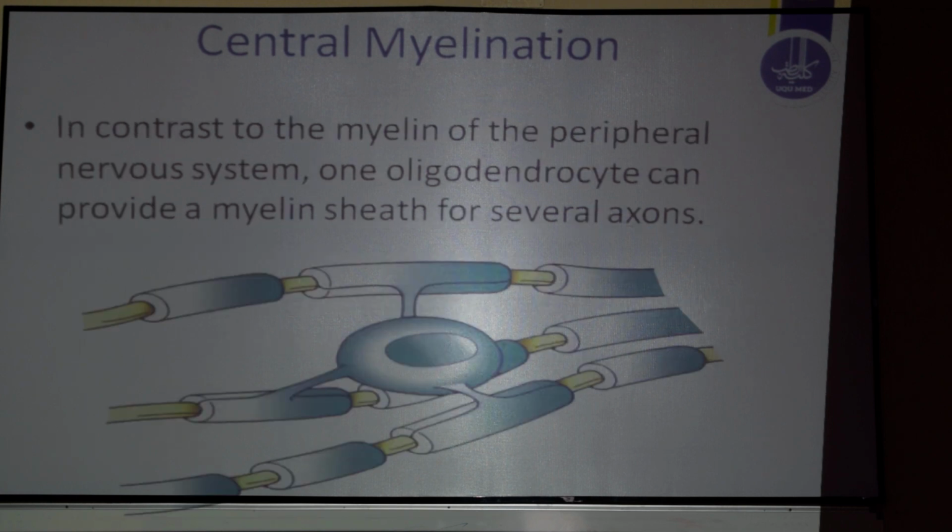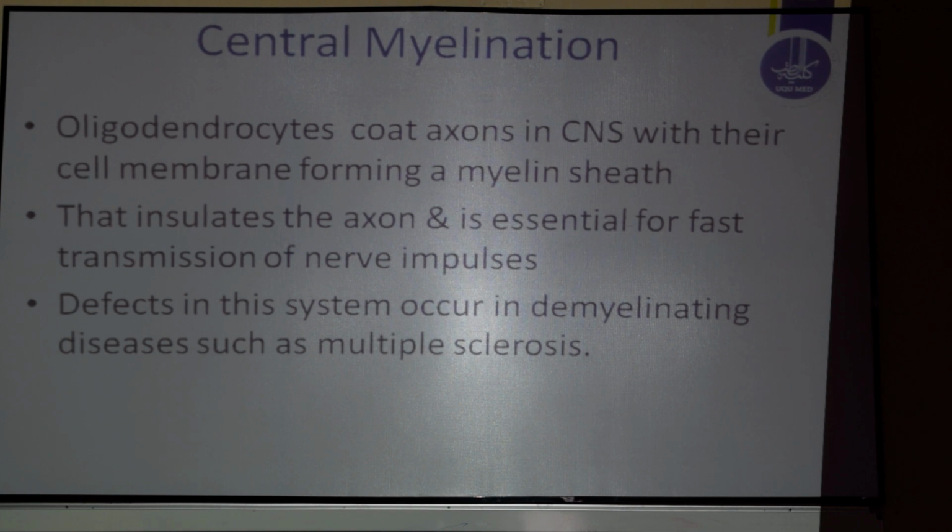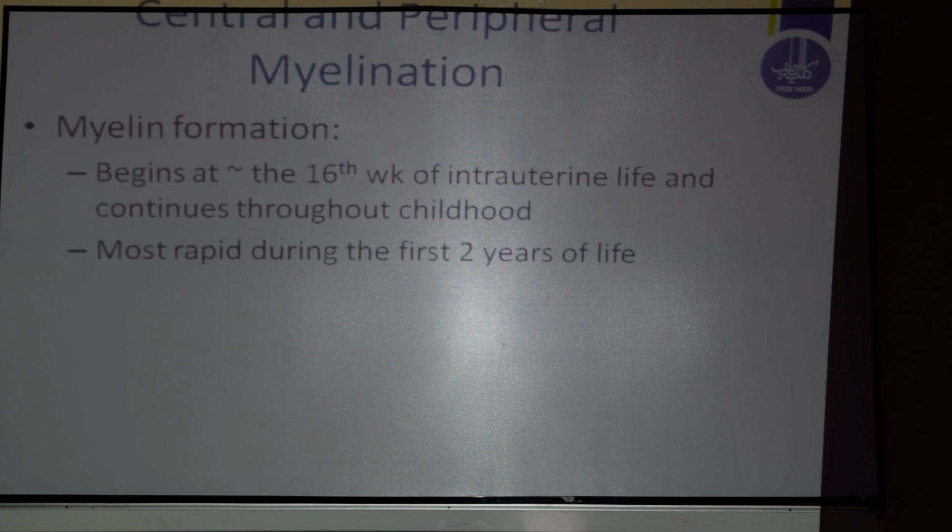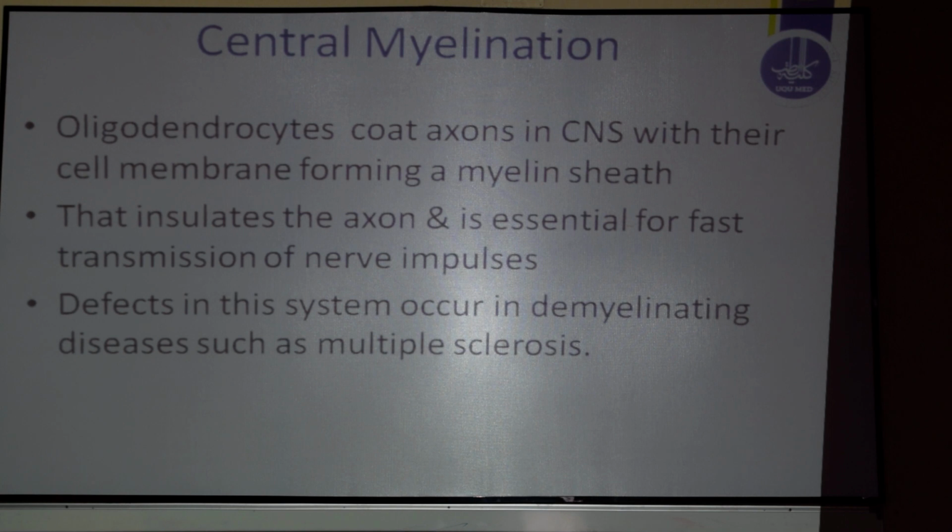Oh, no. Did we miss something? Yes. Oh, I go back. Okay, now it's okay. Central myelination, peripheral myelination. Central means the central nervous system, peripheral means the peripheral. So in central myelination, oligodendrocytes coat the axon in the central system. That insulates the axon, which is essential for fast transmission, right? The effect in this system occurs in demyelinating disease, for example, MS.